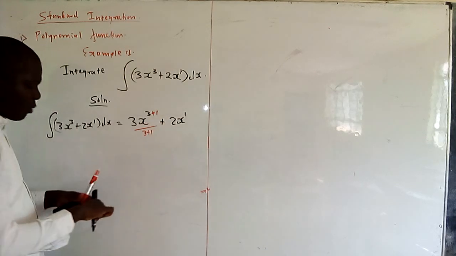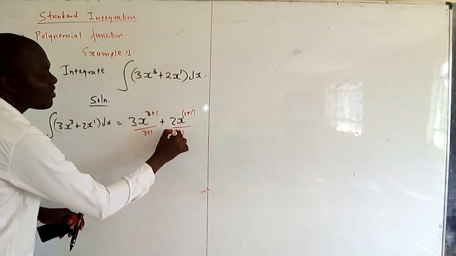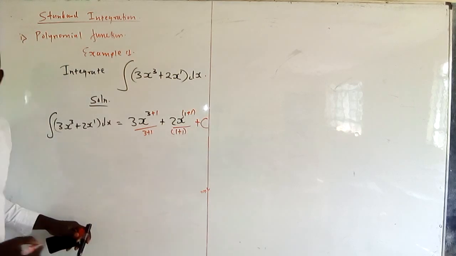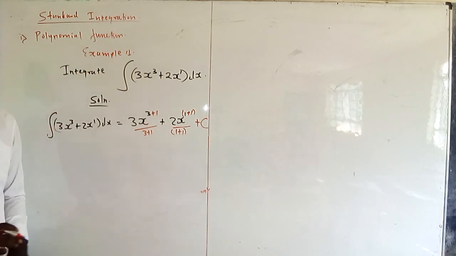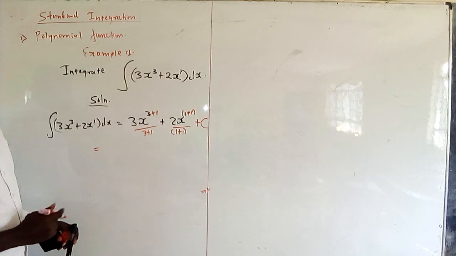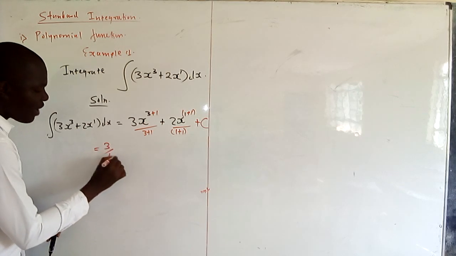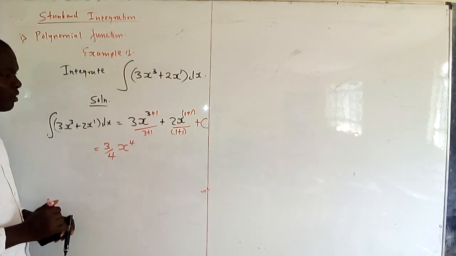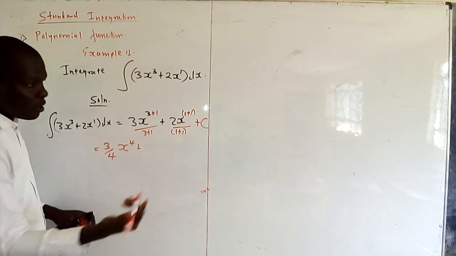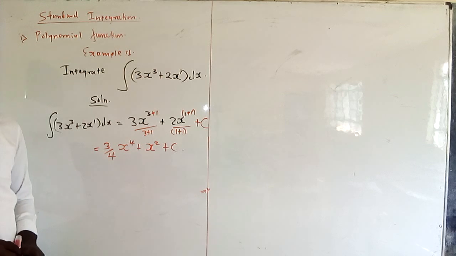Then it is plus. Here we have 2x raised to power 1. To integrate that, you simply add 1 to that power, then you divide by that resultant power, which is 1 plus 1. Then at the end of the integration, you add your arbitrary integration constant if you don't have the limits of integration. So the only thing you need to do now is to simplify. Here 3 plus 1 is 4, so you have 3 over 4, then x raised to power 4, then plus 2, 1 plus 1 is 2, so 2 divided by 2 is 1. Then plus x squared plus c, the arbitrary integration constant.